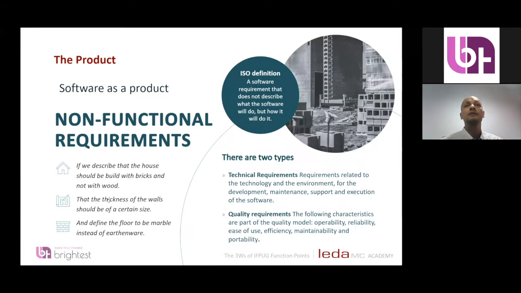The ISO defines a non-functional requirement as something that tells you how to develop an application instead of what. There are 2 types of non-functional, the technical and the quality requirements. The first one is related to the technology and the environment for the development, maintenance, support, execution of the software. The second one is related to operability, reliability, ease of use, efficiency, maintainability, and portability. Going back to the house, having it built out of bricks and not wood, or the floor made of marble instead of earthenware, or the thickness of the wall, all of those are non-functional requirements.